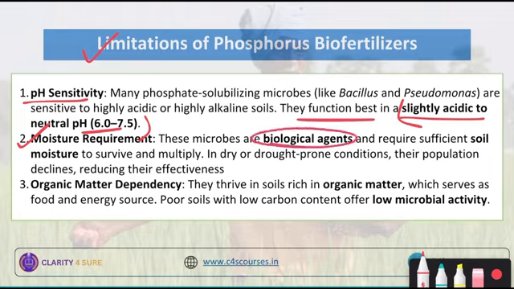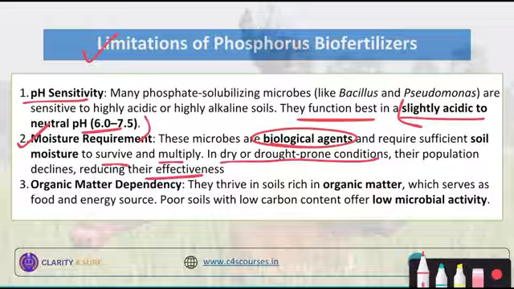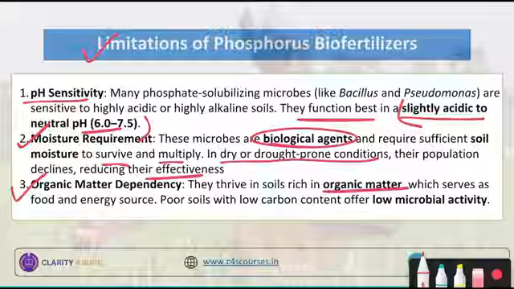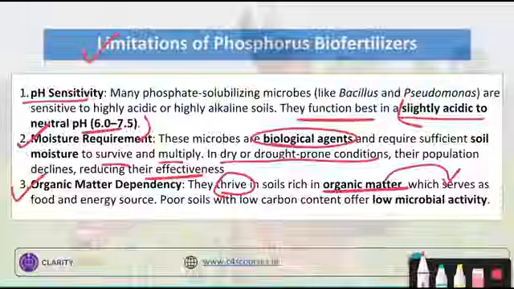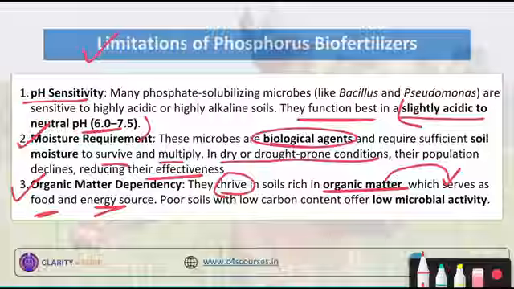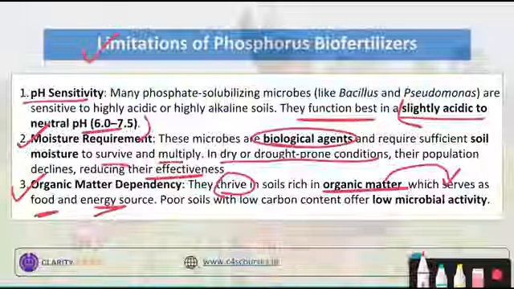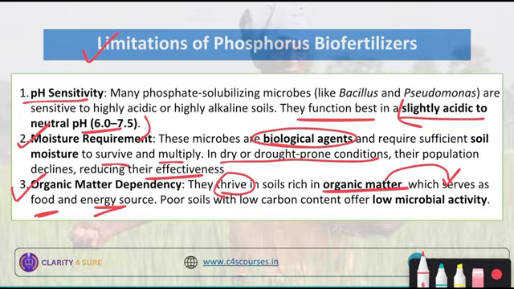It is obvious, right? They are biological agents and they require sufficient soil moisture to survive and multiply. Because of dry and drought prone conditions, their populations decline, reducing their effectiveness. Then again, organic matter dependency: they thrive in rich organic matter. The more organic matter, the better for them, because organic matter serves as a food and energy source for these microorganisms. So a poor soil, with poor carbon or organic matter, is going to offer low microbial activity. Okay, so that's simple.